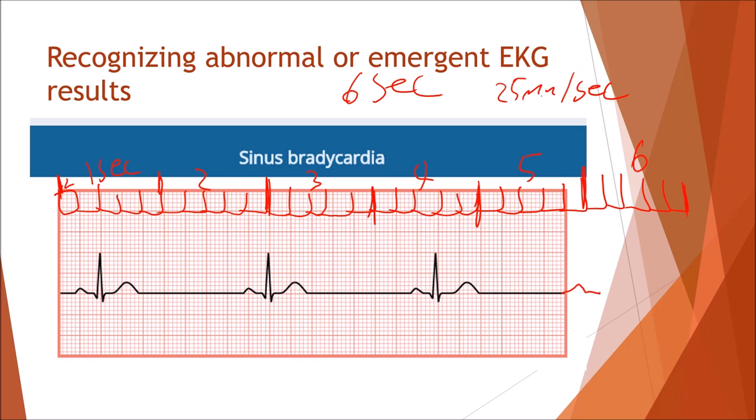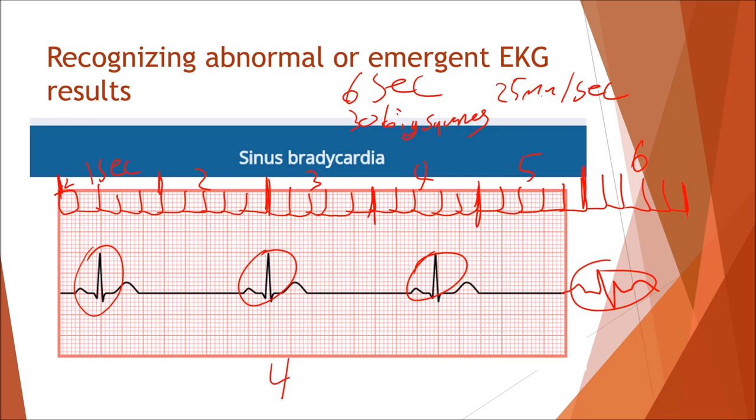If we look at this pattern, I think we could safely assume that there would probably be another QRST somewhere around there. So for 6 seconds, you need to have 30 big squares. Let's assume that this were 30 big squares. Now we're going to count how many cardiac cycles are within these 6 seconds. Remember, a cardiac cycle is a P, QRS, and a T. So we have 1, 2, 3, 4 complete cardiac cycles. Now we multiply it times 10, and that equals 40 beats per minute.